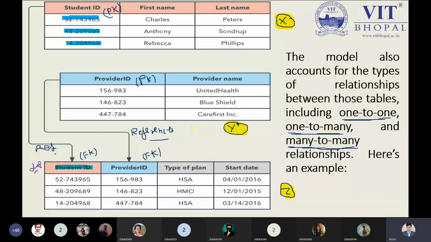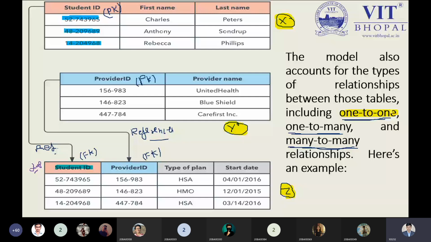This relationship can happen in various types. So what are those types? One-to-one relationship. This is the point. A student can take admission in one course only. So the degree and a student, there will be a one-to-one relationship. And one-to-many: a student can opt for many courses.